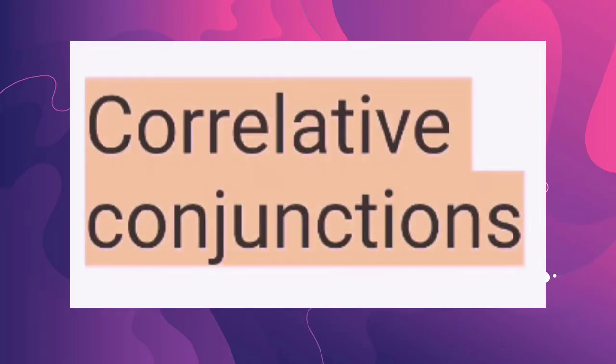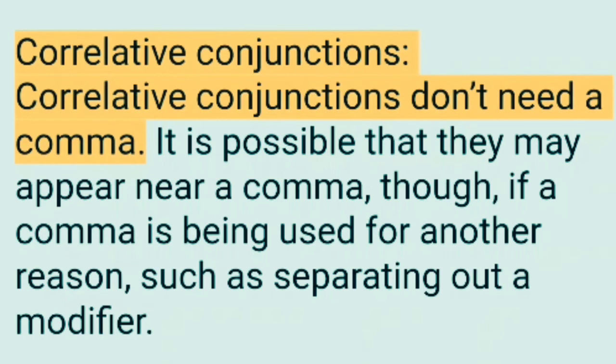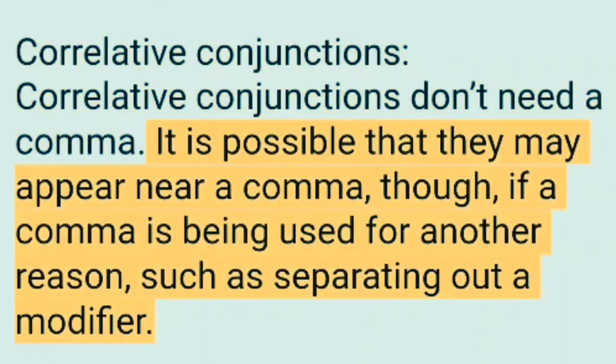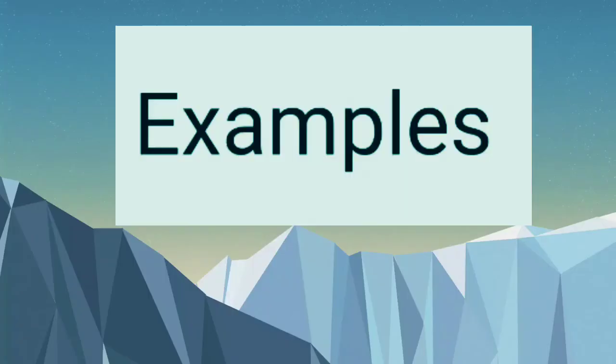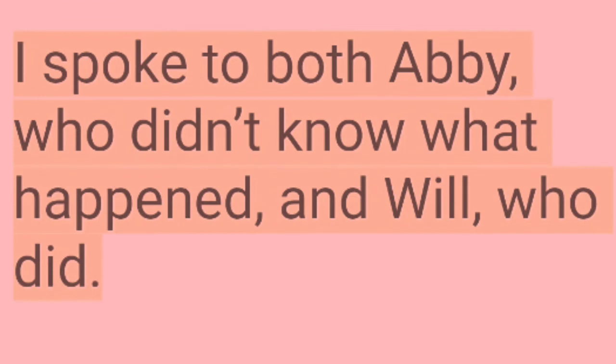Correlative conjunctions don't need a comma. It is possible that they may appear near a comma, though, if a comma is being used for another reason, such as separating out a modifier. Examples. I spoke to both Abby, who didn't know what happened, and Will, who did.